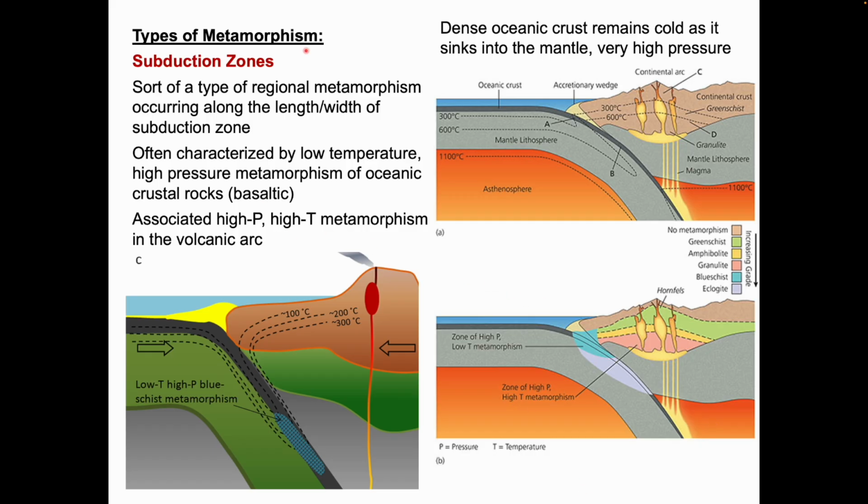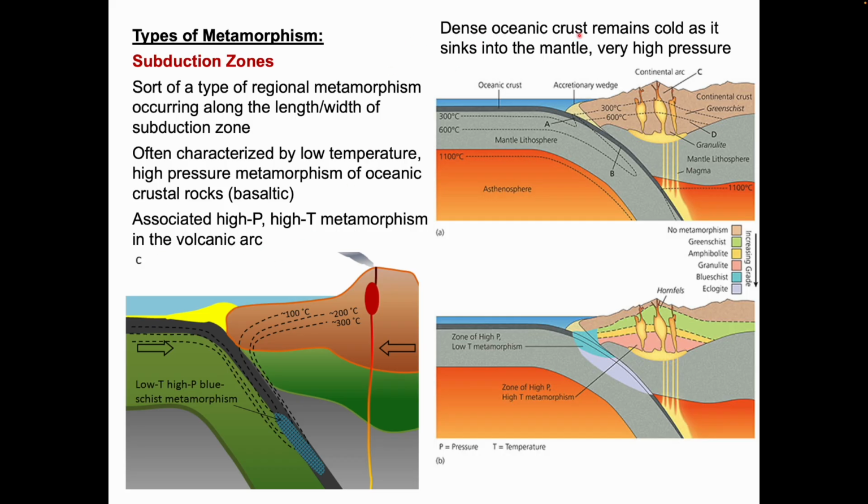Our next type of metamorphism is that which occurs in subduction zones. Subduction zone metamorphism is sort of a type of regional metamorphism in that it occurs along the length and width of a subduction zone environment. So these occur over a great distance along the margins of a continent. Subduction zones are often characterized by low temperature, high pressure metamorphism of oceanic crustal rocks, which are basaltic in composition. We also see associated high pressure, high temperature metamorphism inside the volcanic arc.